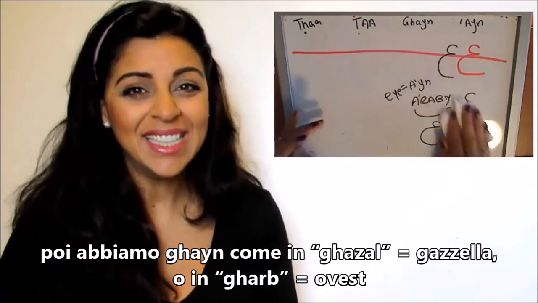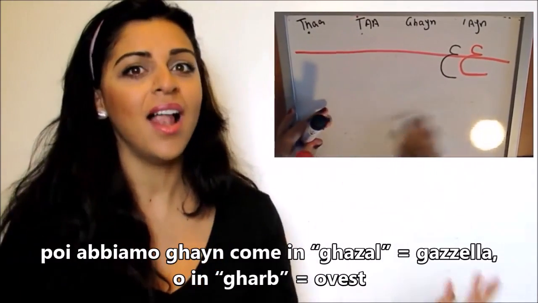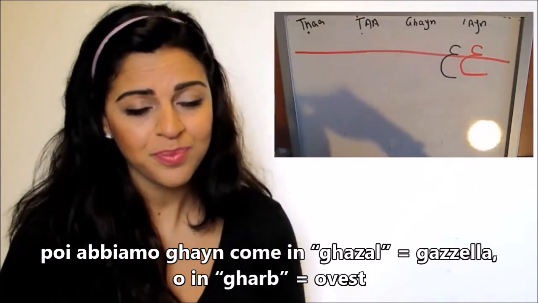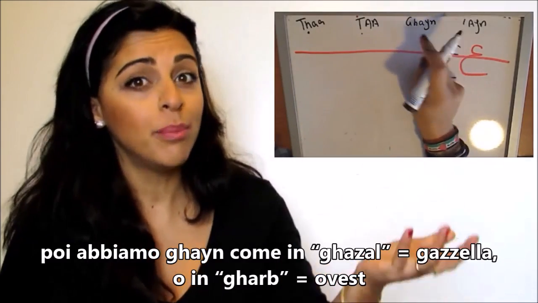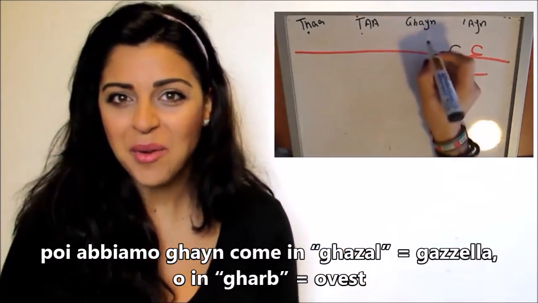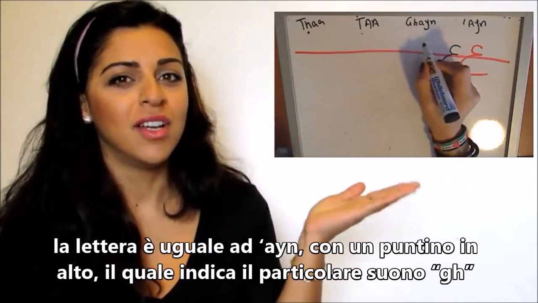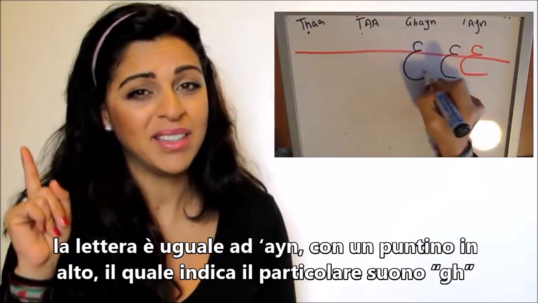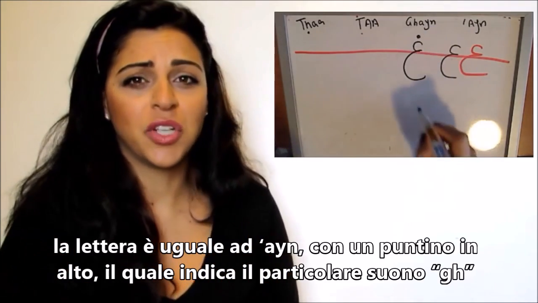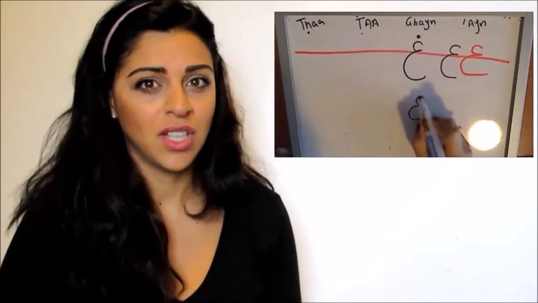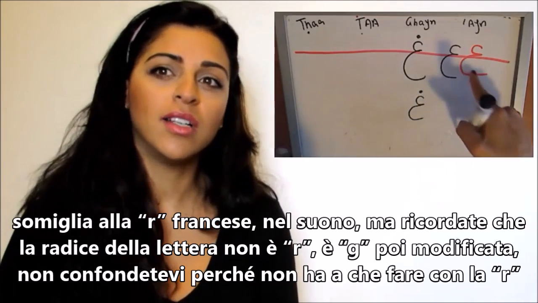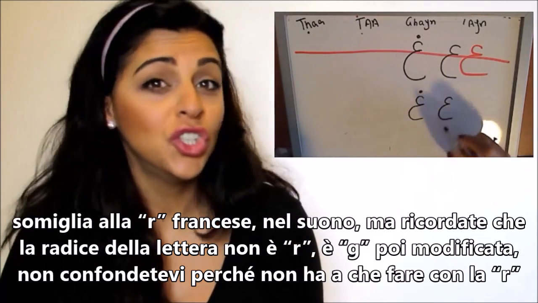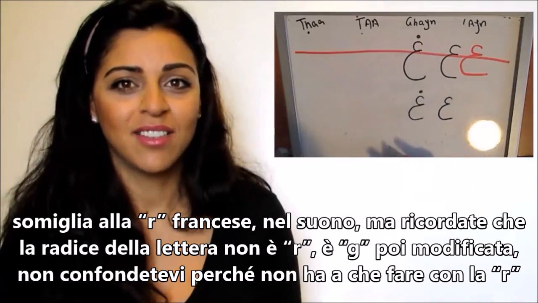Then we have letter Ghain, like the word Ghazal. Ghazal means deer. Or Gharb means west. Gharb. Okay, so we have Ghain. It looks exactly like the Ain, but it has a dot on its head that makes it have this little bit strange sound of GH. Or like, you know, that R in French. Rouge. Yeah, this is like the R in French.